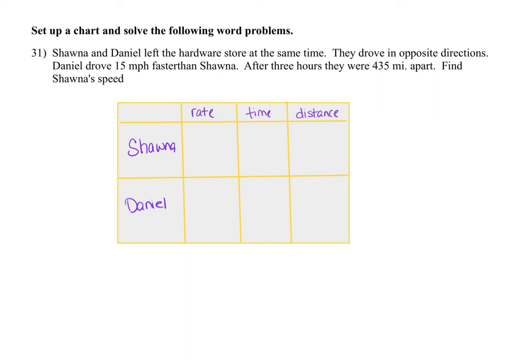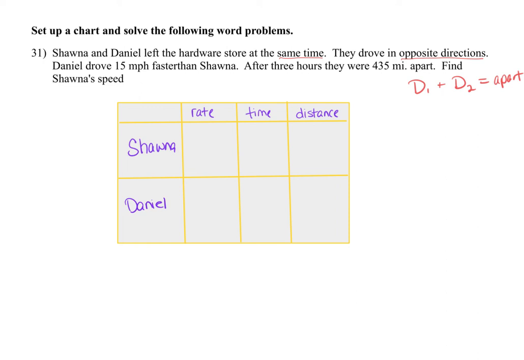All right? Now, you're going to read through these and interpret, what do I have? What do I need? Shauna and Daniel left the hardware store at the same time. That's probably key. They drove in opposite directions. That's also important. Daniel drove 15 miles an hour faster than Shauna. After 3 hours, they were 435 miles apart. So the type of problem is opposite direction, which tells me that I am going to take the distance of Shauna and the distance of Daniel, and I am going to add them up, and they are going to be a certain amount apart, okay? So that's going to tell me what to do with my equation when I get it all set up.